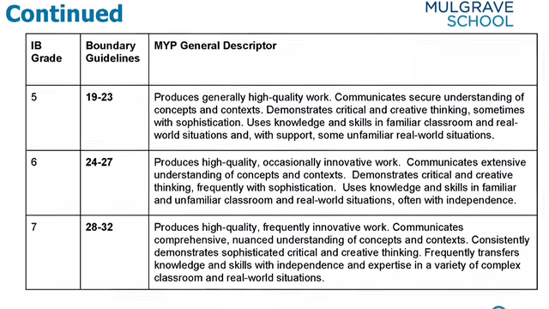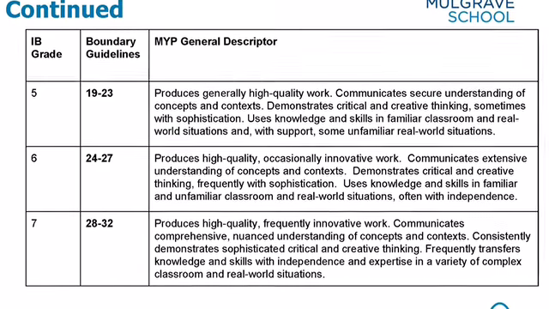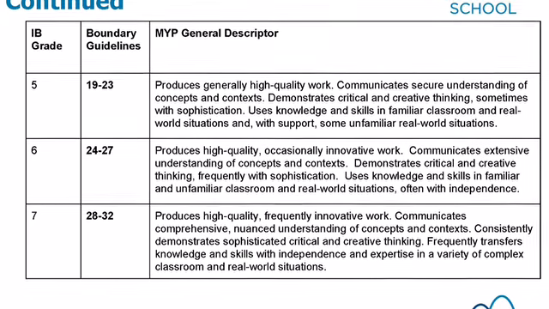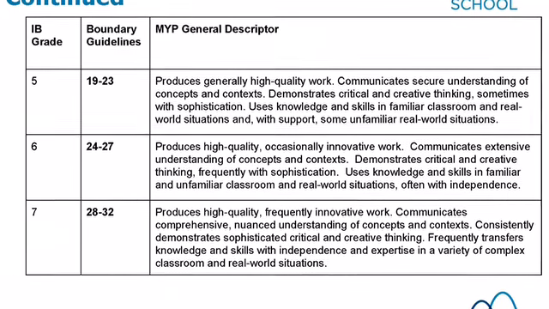If we look at student Y, they got a total of 16 points. So they would be, on the IB grade, a level 4. Again, it tells us the descriptor for that.